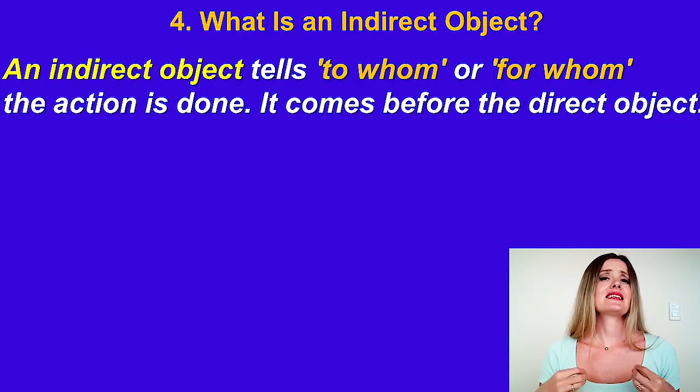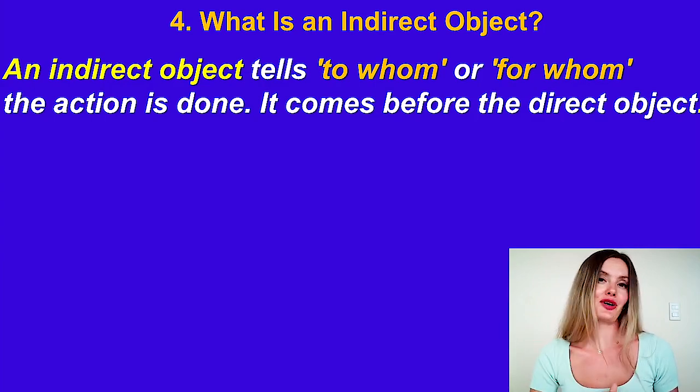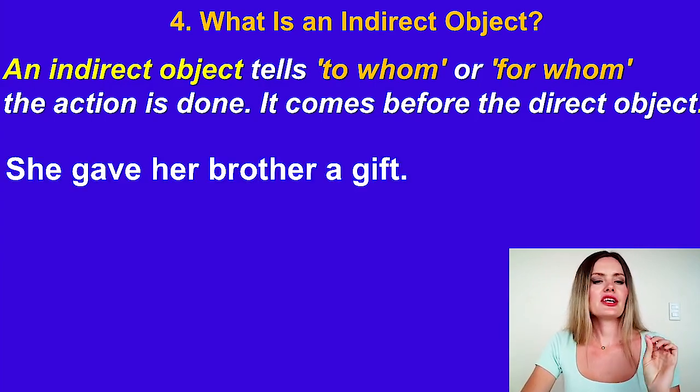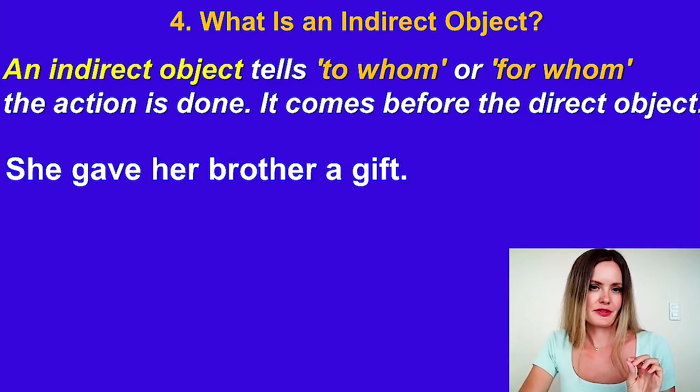Now, what is an indirect object? An indirect object tells to whom or for whom the action is done. It comes before the direct object. For example, she gave her brother a gift.